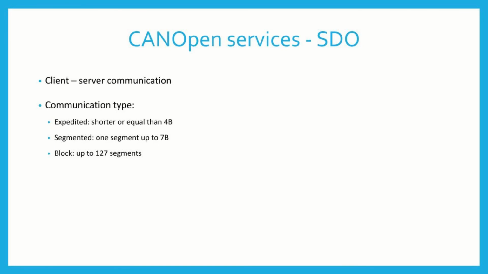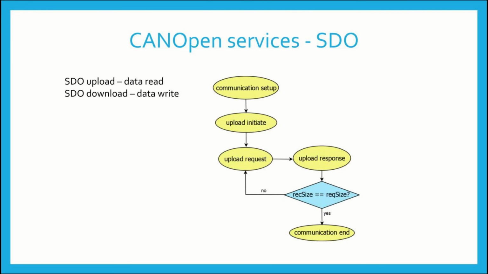Block transfer means that one block consists of up to 127 segments. This is used to transmit large amounts of data. Let's have an example when one client wants to read an object from the object dictionary of another node, the server.